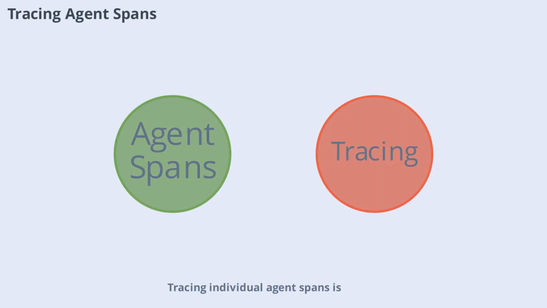Tracing individual agent spans is crucial for debugging complex LLM applications. Agents can call multiple tools and make several internal calls before returning an answer. Without discrete spans, you only see the initial prompt and the final failure, making it impossible to pinpoint the root cause, whether it's a tool output error, a formatting issue, or an orchestration bug. Proper tracing provides the visibility needed for effective troubleshooting.